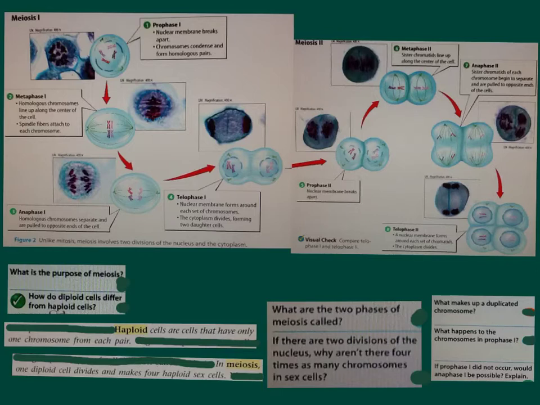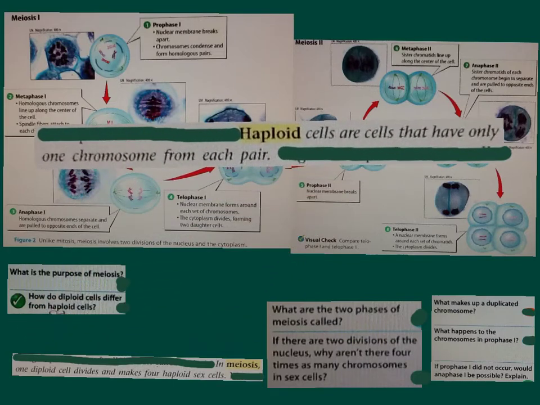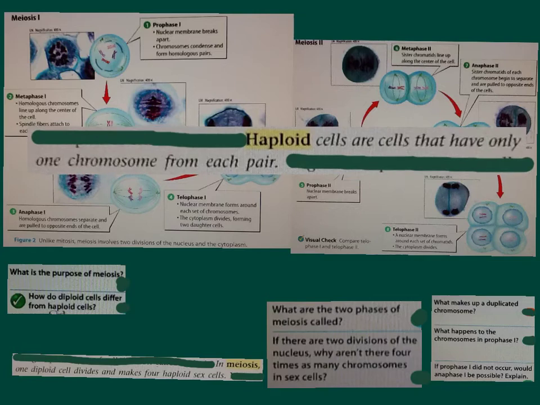Haploid cells. Organisms that reproduce sexually also form egg and sperm cells, or sex cells. Sex cells have only one chromosome from each pair of chromosomes. Haploid cells are cells that have only one chromosome from each pair. Organisms produce sex cells using a special type of cell division called meiosis.